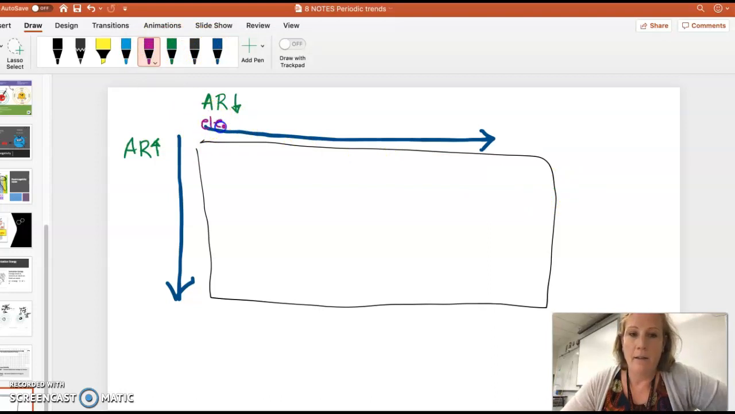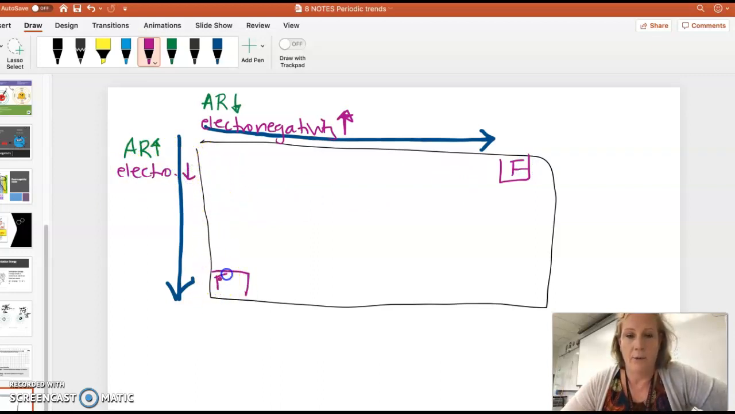Electronegativity is going to increase as I go to the right towards fluorine. And as I go down, electronegativity is going to decrease because they're getting bigger as I go down towards francium.